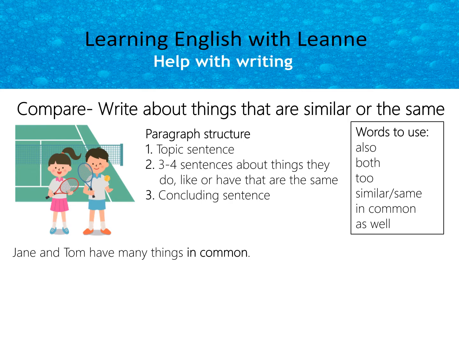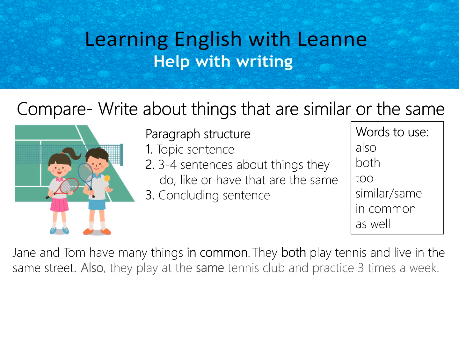So then we need to write sentences about, well, what are these things that are the same about these two people? So our first sentence here is, they both play tennis and live in the same street. Both is to say there's the same. Then something else about these two people that is the same. New sentence with also. Good way to connect your ideas together. They play at the same tennis club. So same is showing, this is the same for both people.